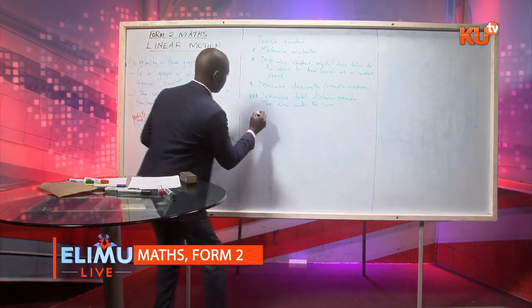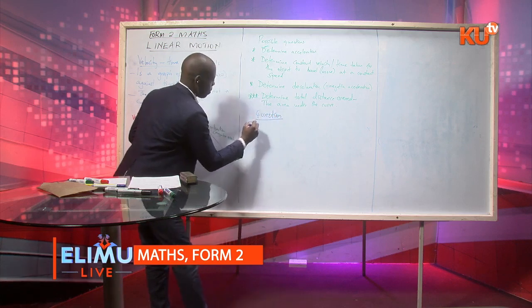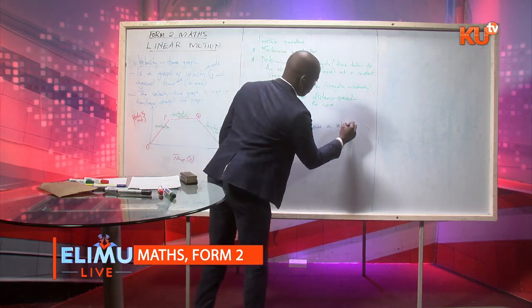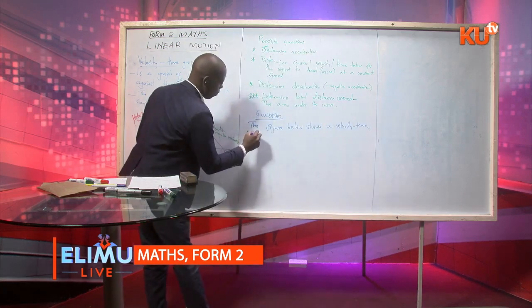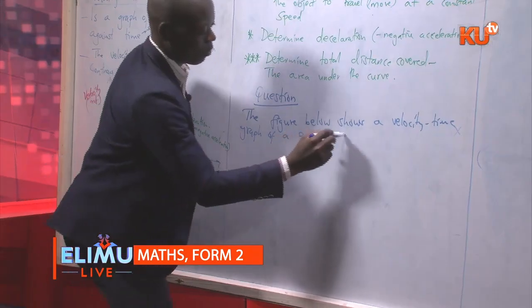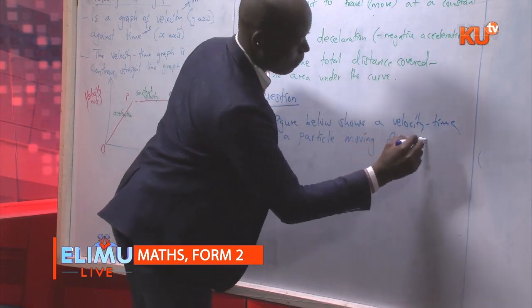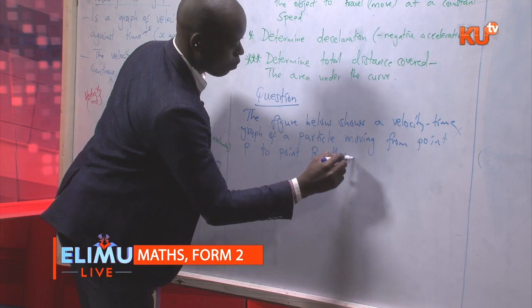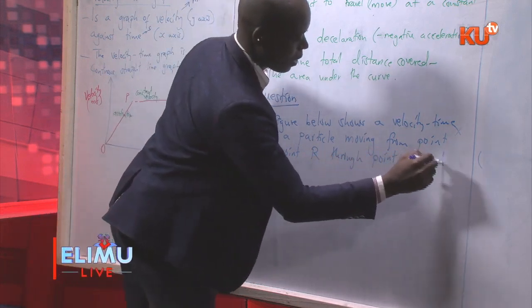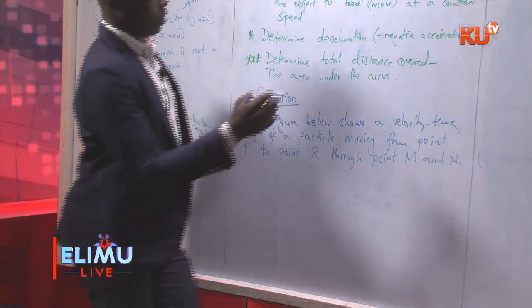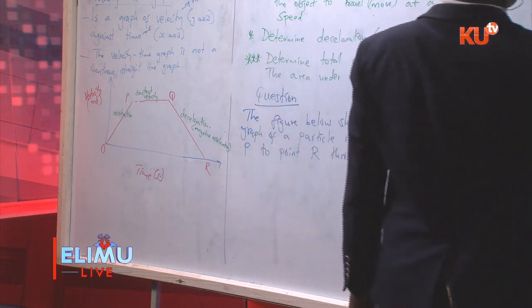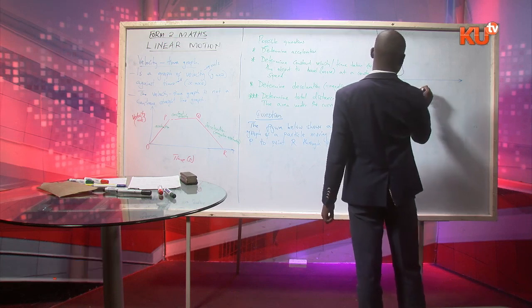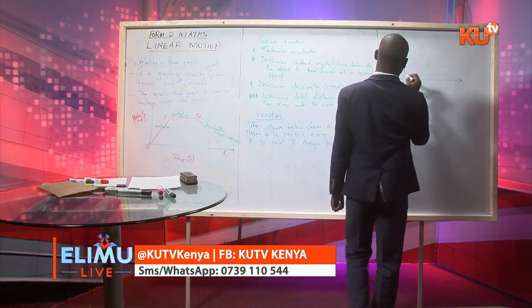You are told that the figure below shows a velocity time graph of a particle moving from point P to point R through points M and N. So this is the graph, with velocity in meters per second and time in seconds. And so let's draw it this way.